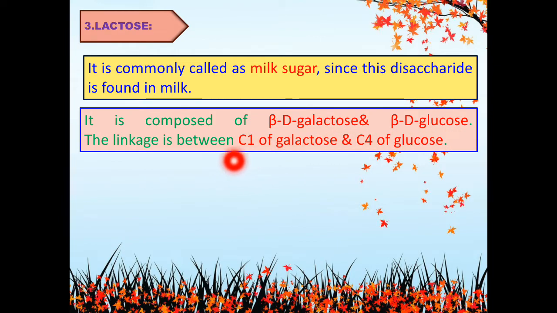Where is the glycosidic linkage? Carbon number 1 of galactose links with carbon number 4 of glucose. Then how to write a Haworth structure?